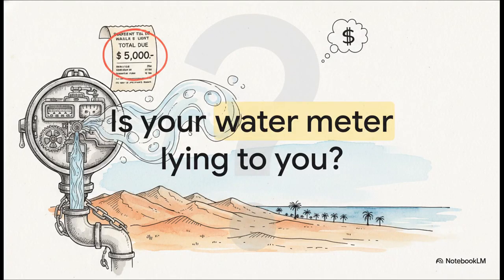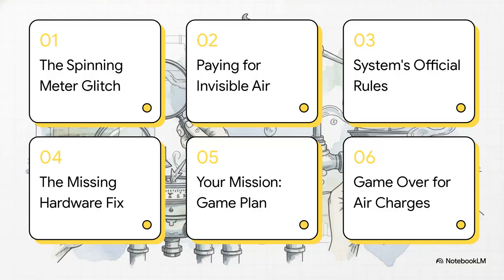So, if you live in Baja California Sur, and you've ever looked at your water bill and thought, there's no way we use this much water, well, you're not going crazy. There's a glitch in the system, and it's literally charging you for something you never even got. All right, let's get into it.